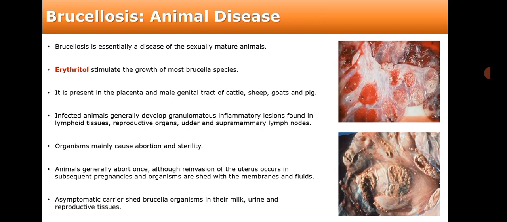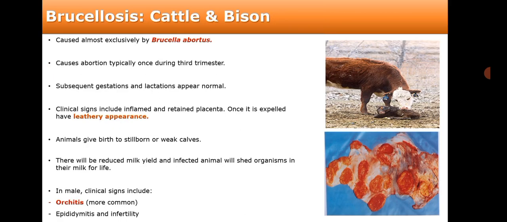It causes abortion typically once during the third trimester. Subsequent gestations and lactations appear normal. Clinical signs include inflamed and retained placenta. Once it is expelled, it has a leathery appearance. Animals give birth to stillborn or weak calves. There will be reduced milk yield, and infected animals will shed organisms in their milk for life. In males, clinical signs include orchitis, which is more common than epididymitis, and cause infertility.